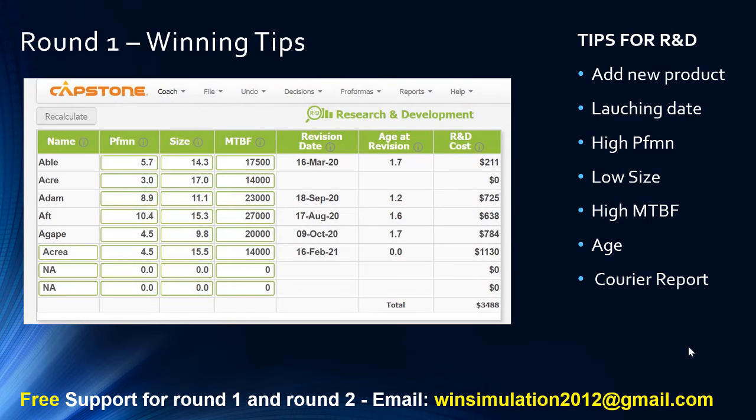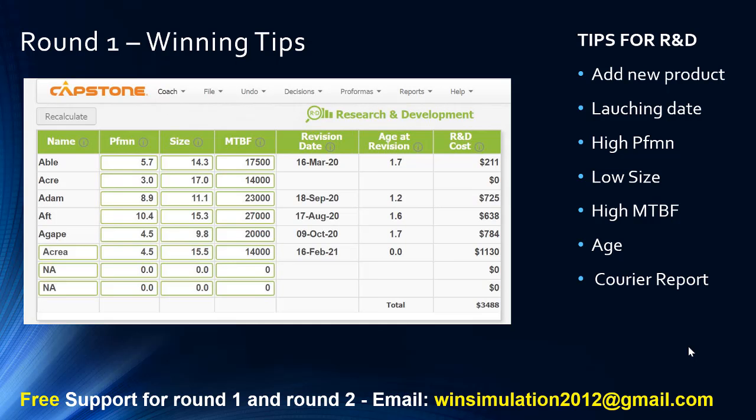So for Round 1, we go through the winning tips. We start Capsim Capstone with 5 products in 5 segments. The first one is traditional, the second one is low end, the third is high end, after that is performance, and the last one is size. So we have 5 product segments with different customer needs, right?